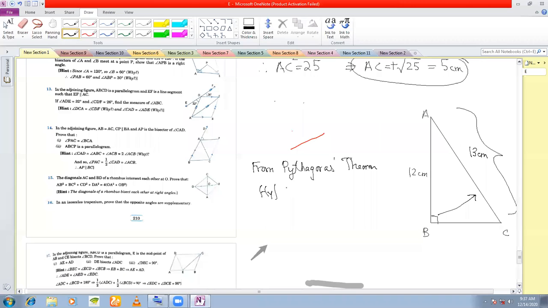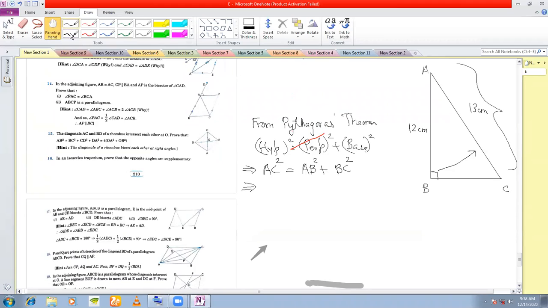hypotenuse square is equal to perpendicular square plus base square. Okay, that means what is the hypotenuse? AC. So AC square, perpendicular is AB, so AB square, and base is BC, so BC square. Now you put the values, whatever value is given. Here if you see, the value of AC is given, which is 13, so this becomes 13 square. Okay, the value of AB is given, which is 12, so this becomes 12 square. The value of BC is not given, we have to find out the value of BC.